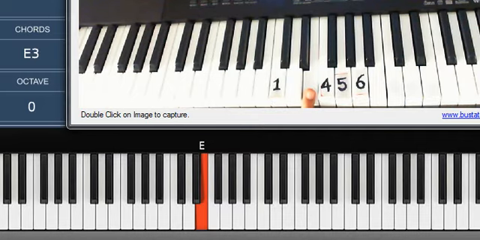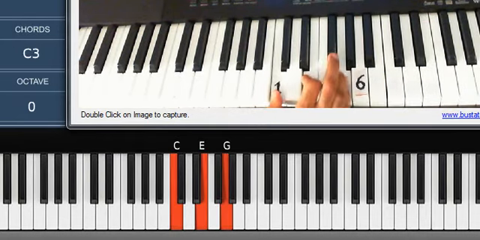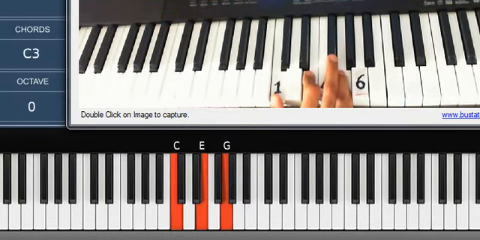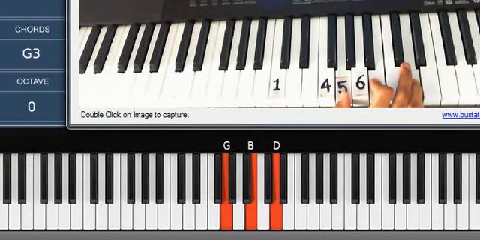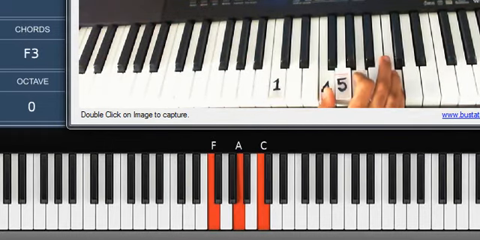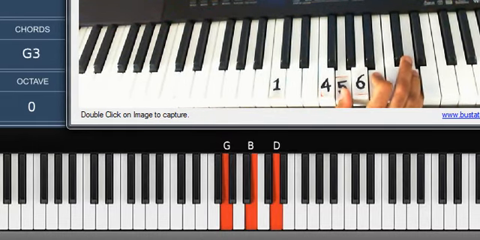Remember, 3, E minor, is interchangeable with 1, except at the beginning and the end of a song. All to Thee, my blessed Savior, I surrender. Let's play that last line again. All to Thee, my blessed Savior, I surrender.